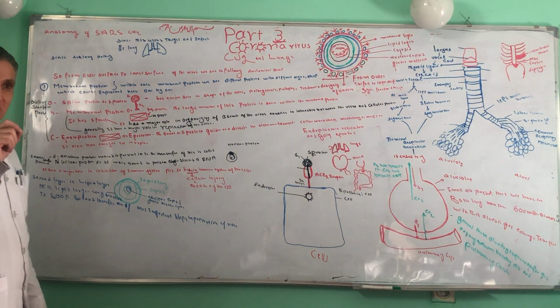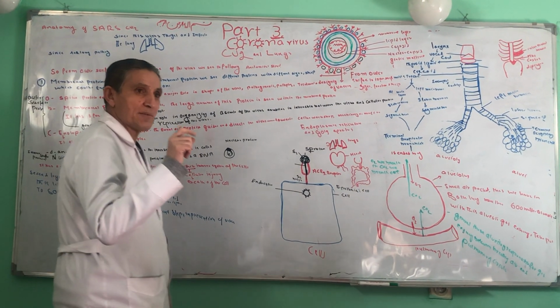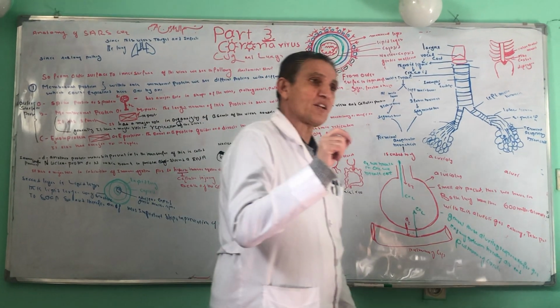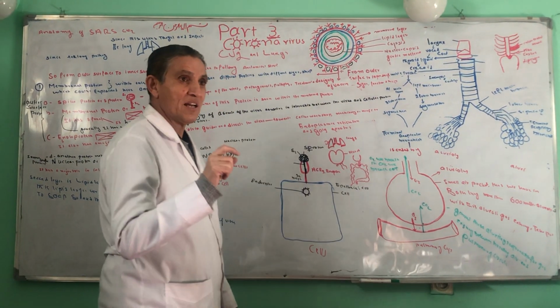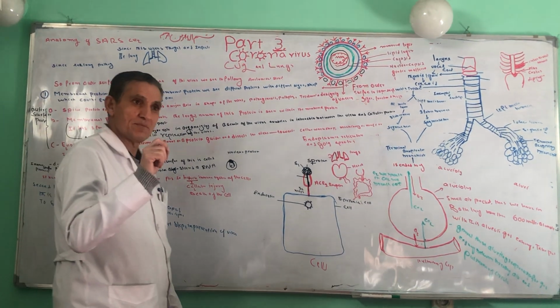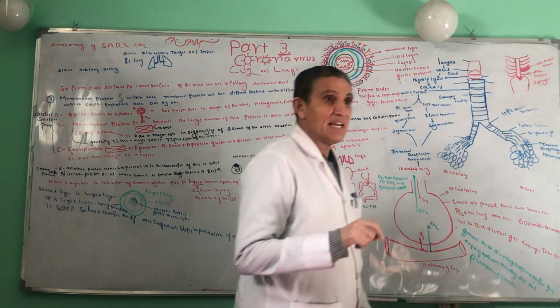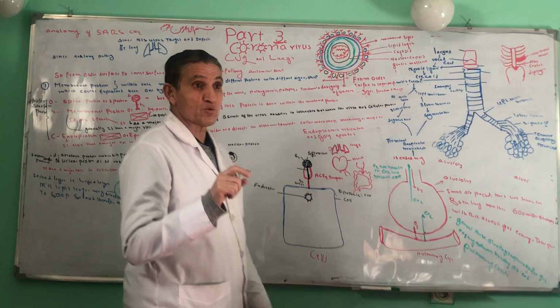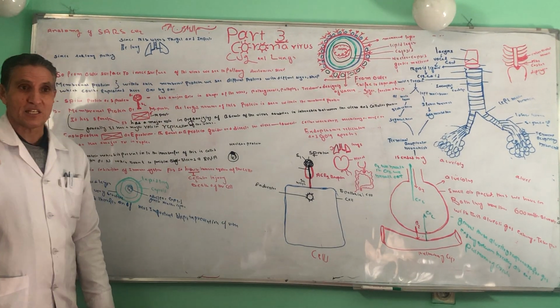The anatomy, pathogenesis, and pathophysiology of SARS-CoV-2 are similar to COVID-19. When we discuss the anatomy of COVID-19, it means we discuss the anatomy of SARS-CoV-2, because both viruses have the same gene, same nucleic acid and same RNA. In 80 to 85%, both viruses are made from the same gene, same RNA.